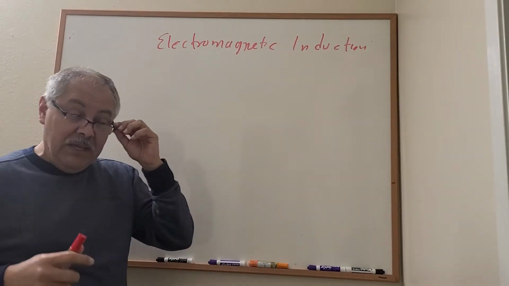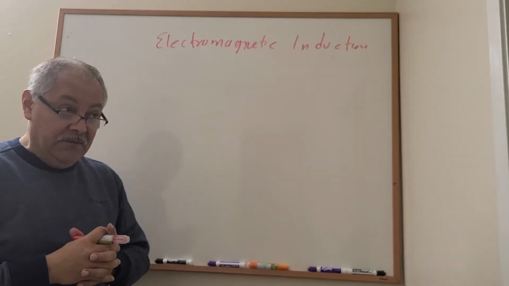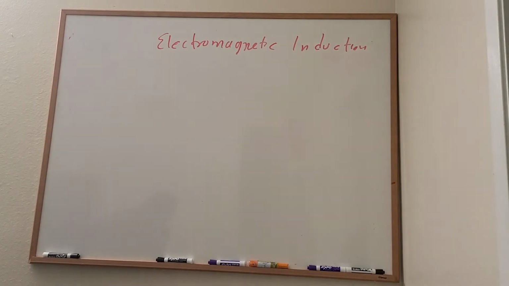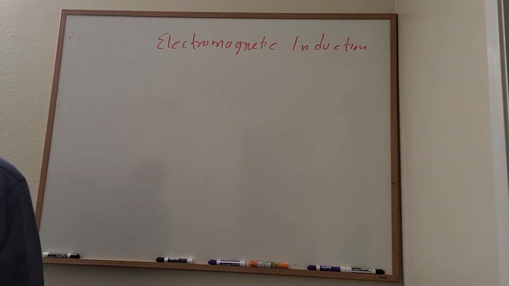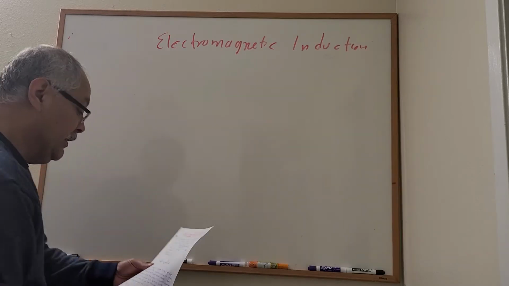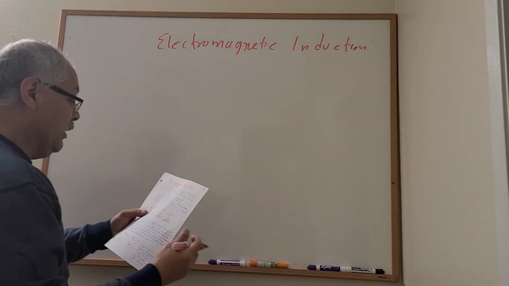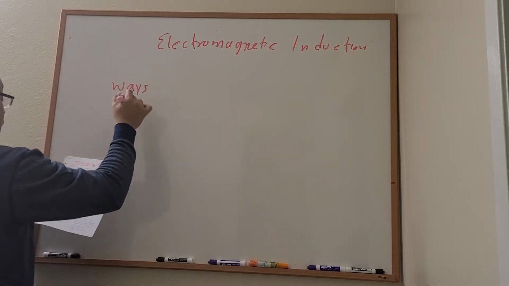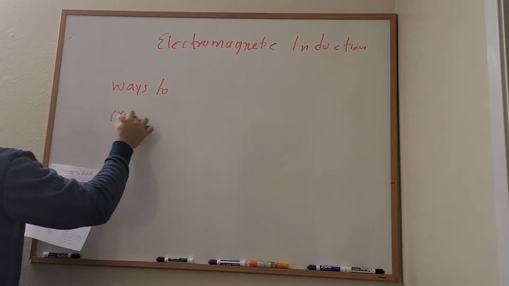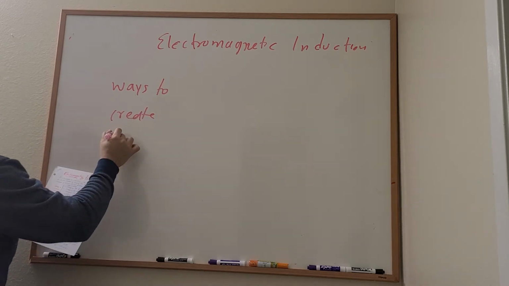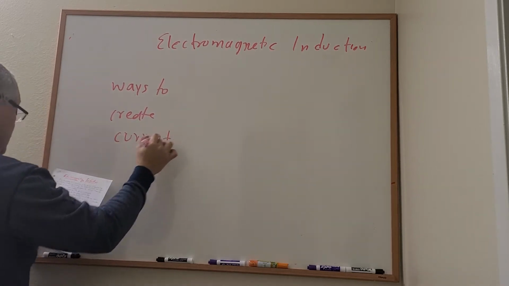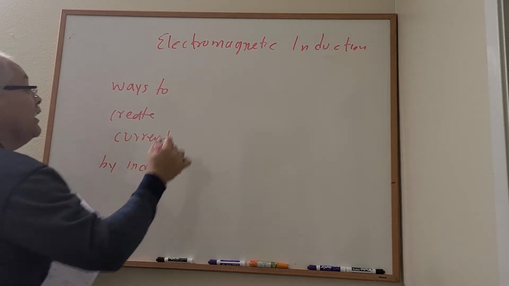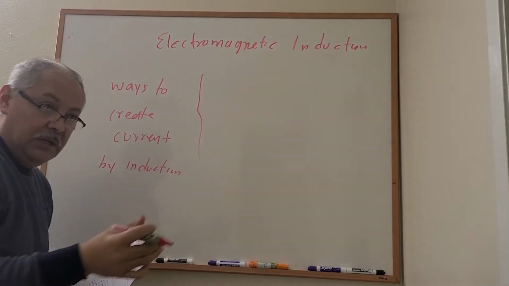Now let's see how we can change the magnetic field in a circuit. Well, we have different ways. We have, for example, the change of the field strength, and ways to create current by induction. Okay, we have mainly four ways.